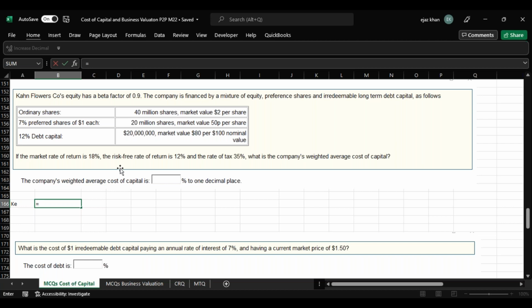We have a risk-free return of 12%. Quite a huge one. 12% plus equity beta. Do we have equity beta? Yeah, it's 0.9, 0.9 into market return, which is 18% minus 12%. So it's 17.4%, the cost of equity.